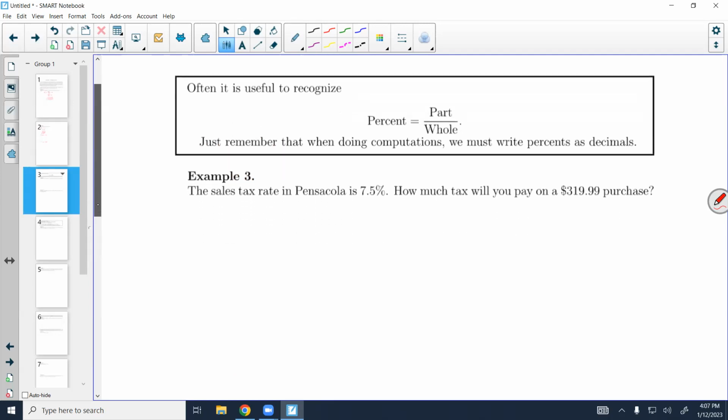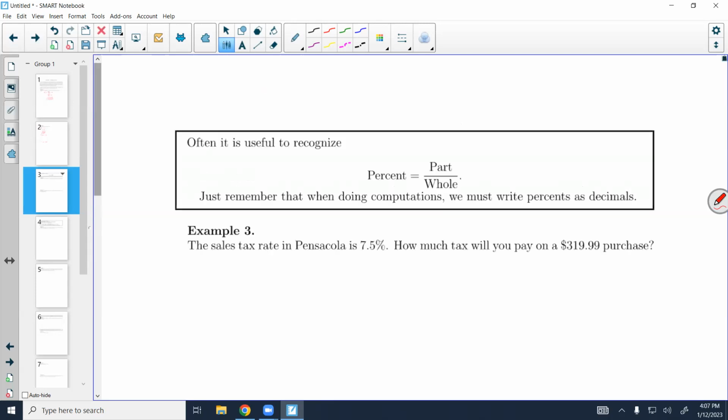So again, here is the formula to calculate percentage, times 100. A little note, remember that when doing computations, we must write percents as decimals. Your calculator doesn't have a key on it where you can multiply by a percentage, unless you got a really expensive one.